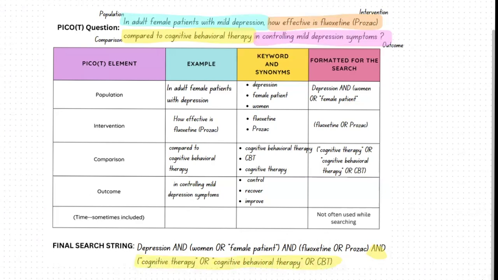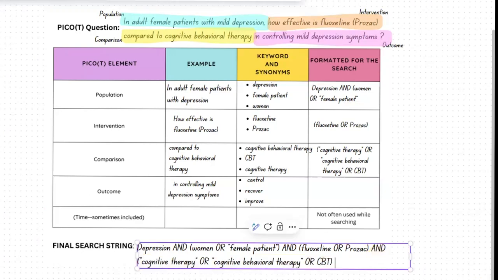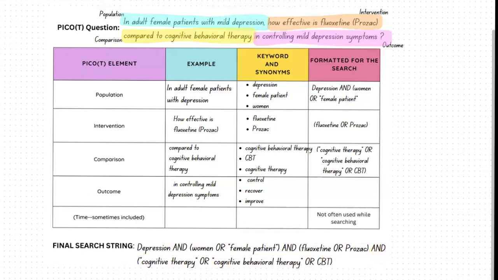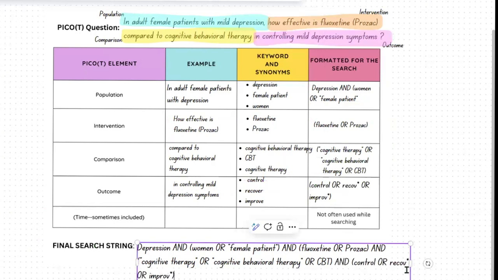Our last part is outcome. Just like previously, we can list our synonyms, put parentheses around them, and add them to our whole search string. But we may want to add asterisks for this one. For outcome, we have parentheses control or recov asterisk or improv asterisk, in parentheses.